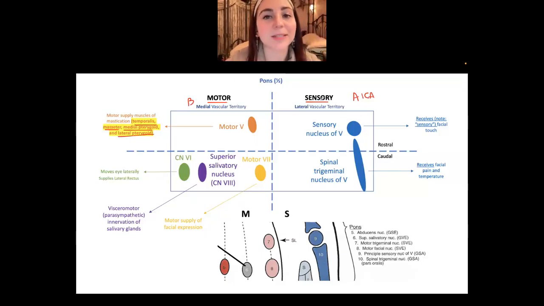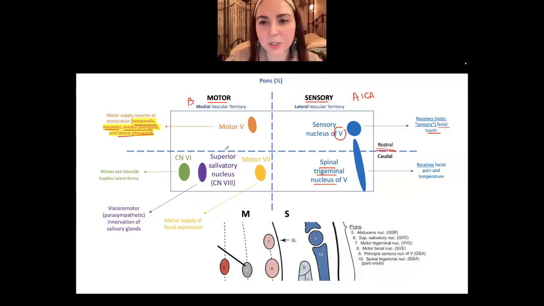Your sensory nucleus of 5 is going to be on the sensory side, the lateral side, right? And that's going to carry sensory information of the face. It's confusing because it's cranial nerve 5, but we're getting facial sensation. So don't get confused, because it's not the facial nerve. It's the sensory nucleus of 5, facial sensation. And in the same vein, the spinal trigeminal nucleus of 5 is like the spinothalamic tract of the face. So it's pain and temperature, but now of the face, and it goes to cranial nerve 5. It's a cranial nerve 5 sensory nucleus.